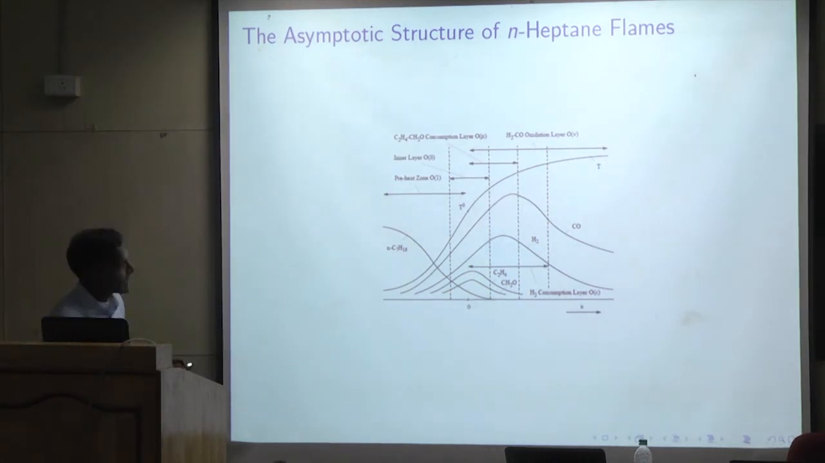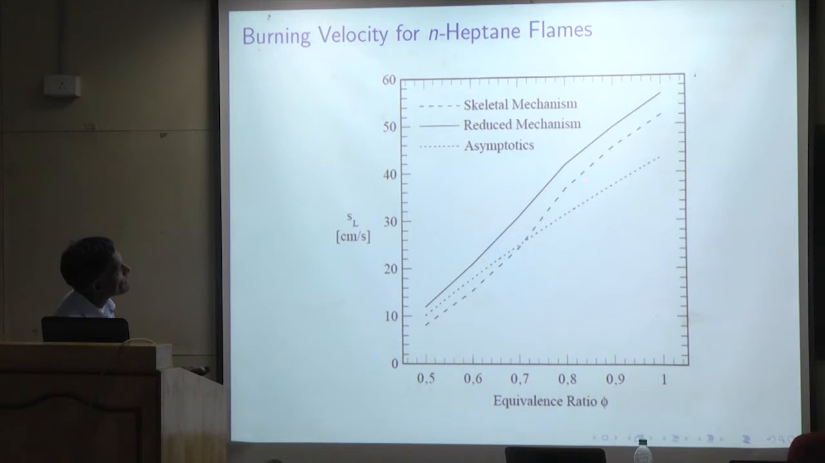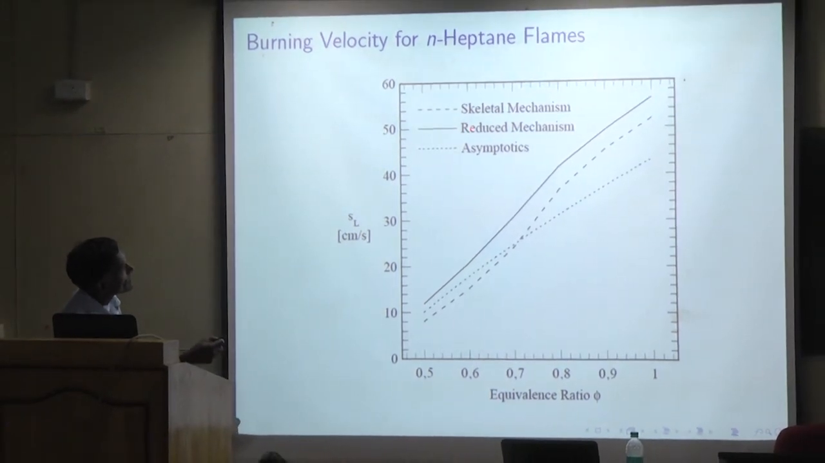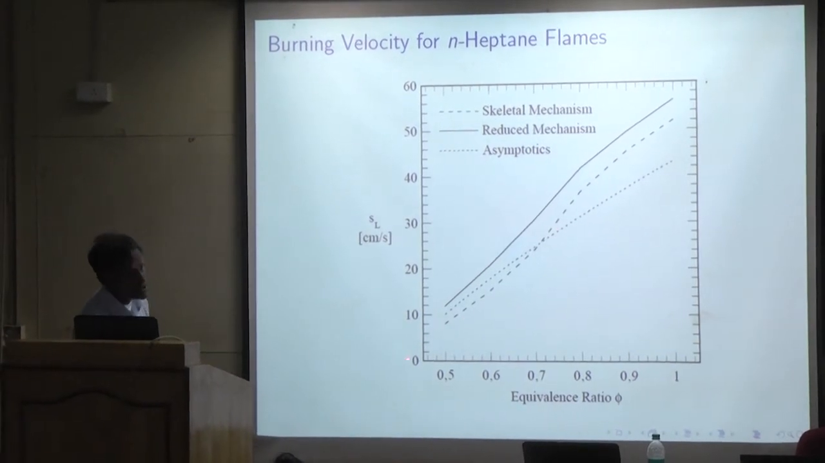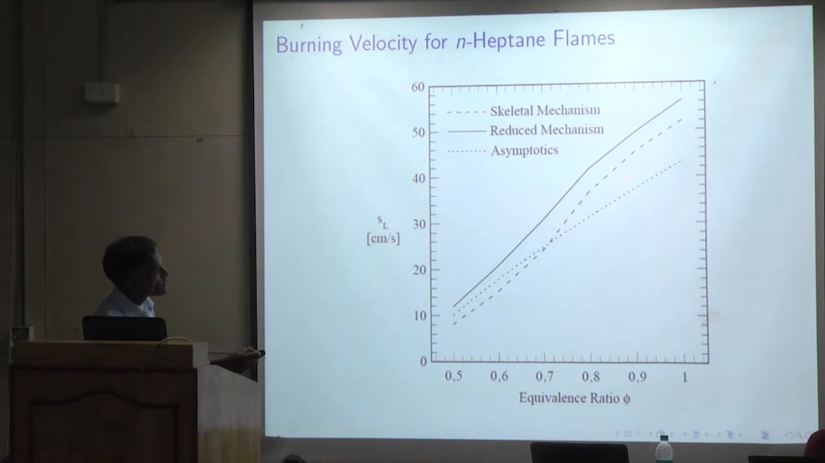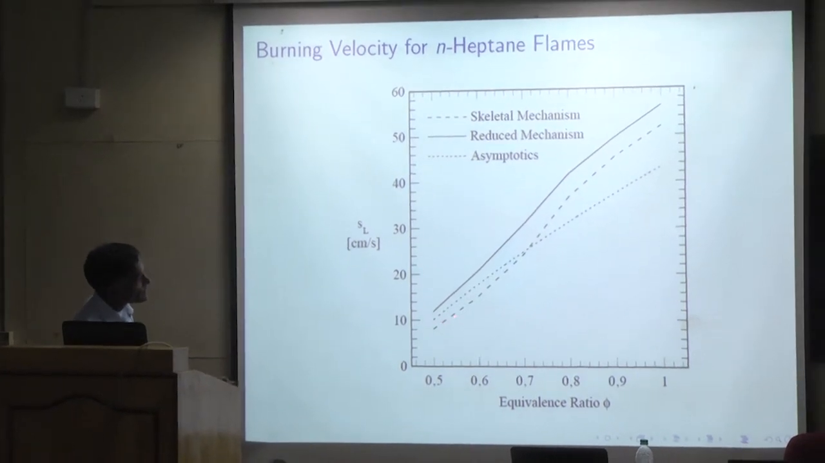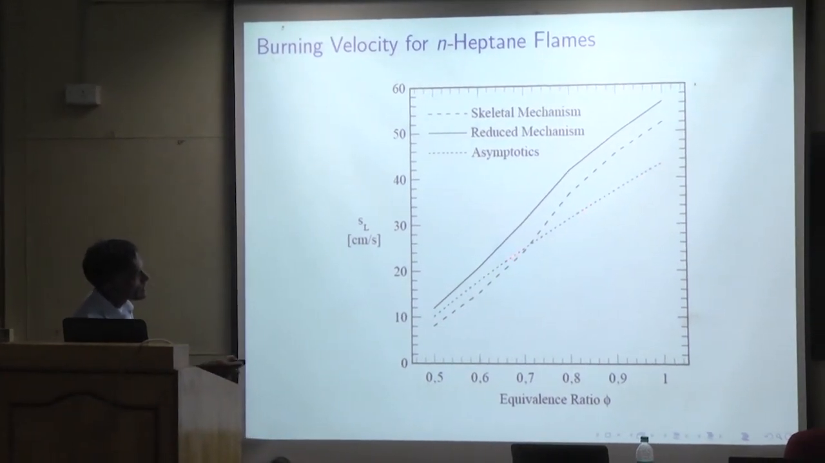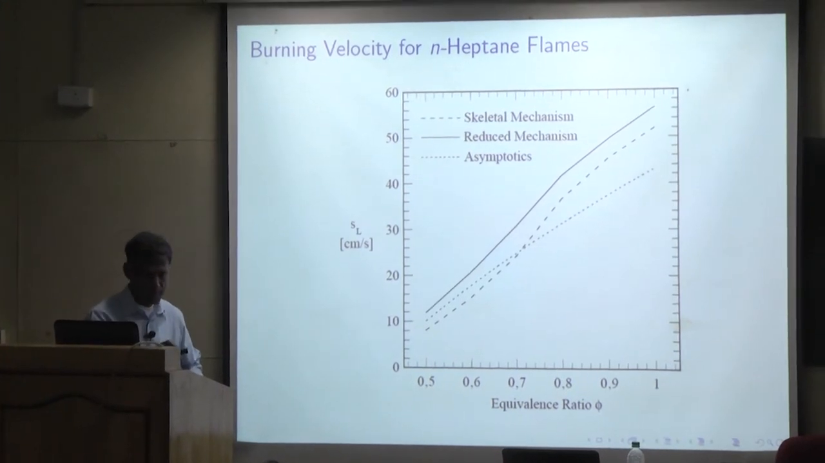Okay, again you can get analytical results. These are the predictions. This is the asymptotic prediction of the burning velocity. Okay, and this is the numerical prediction of burning velocity from the reduced mechanism. This is the asymptotics. And this is the skeletal mechanism. The reduced mechanism was constructed from a detailed mechanism. Okay, so this is elementary reaction, reduced mechanism, asymptotics. That's fairly good, right?